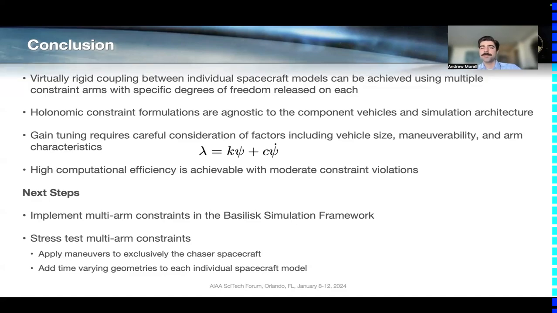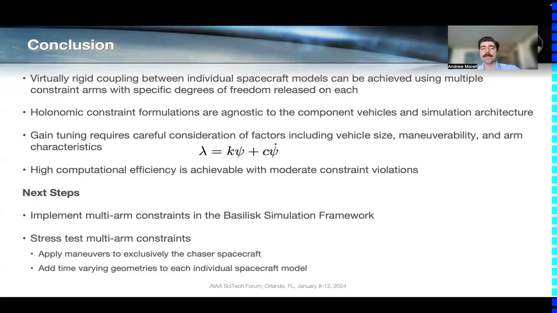It's relatively simple to just apply these external forces and torques between a specific point on each vehicle. And it's also agnostic to what simulation architecture you want to use this in, considering that the addition of external forces and torques, or at least generalized ones, is a very common capability to any simulation framework for spacecraft.